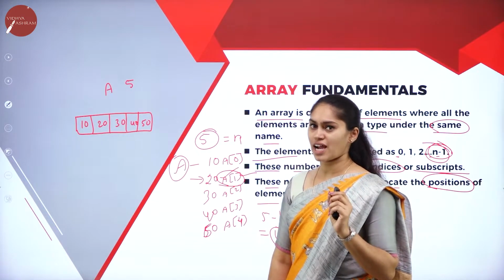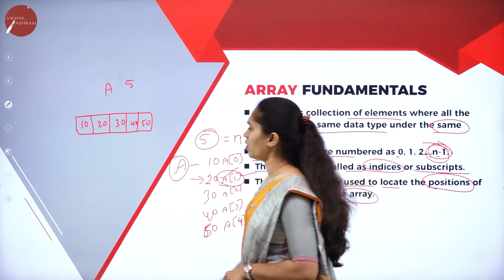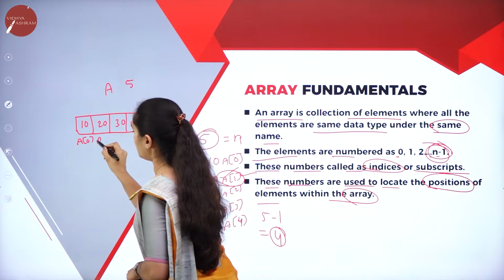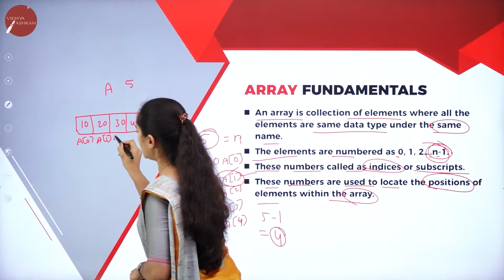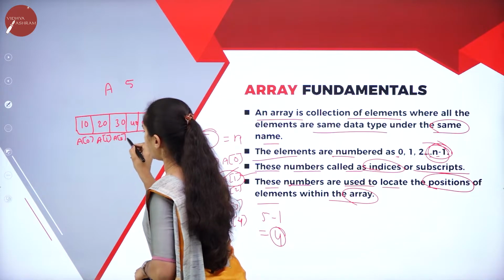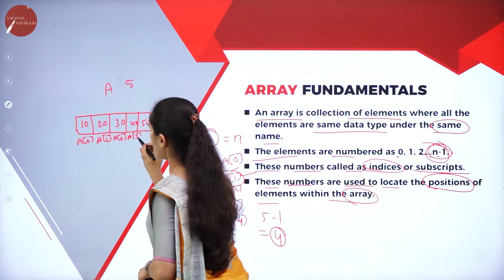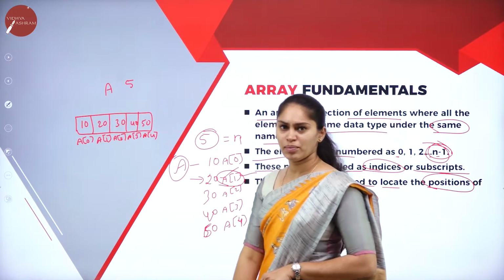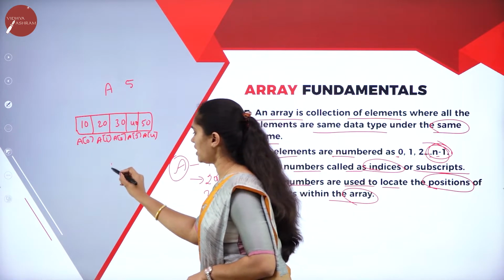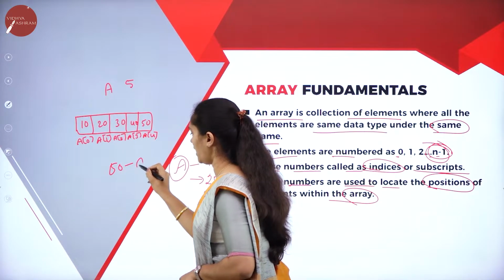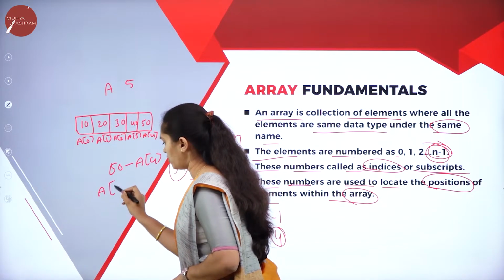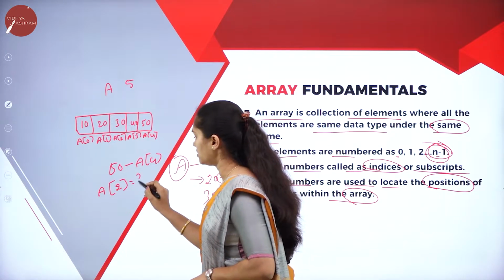Then it has to start with an index called 0. So that is A of 0, and here it will be A of 1, here A of 2, A of 3 and A of 4. What is the location of an element called 50? The location of an element called 50 is A of 4. And what is there in A of 2? That is 30.